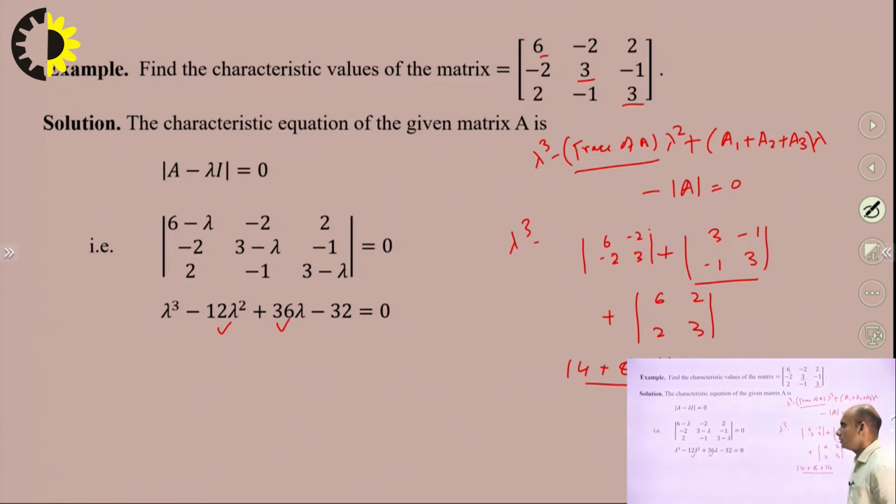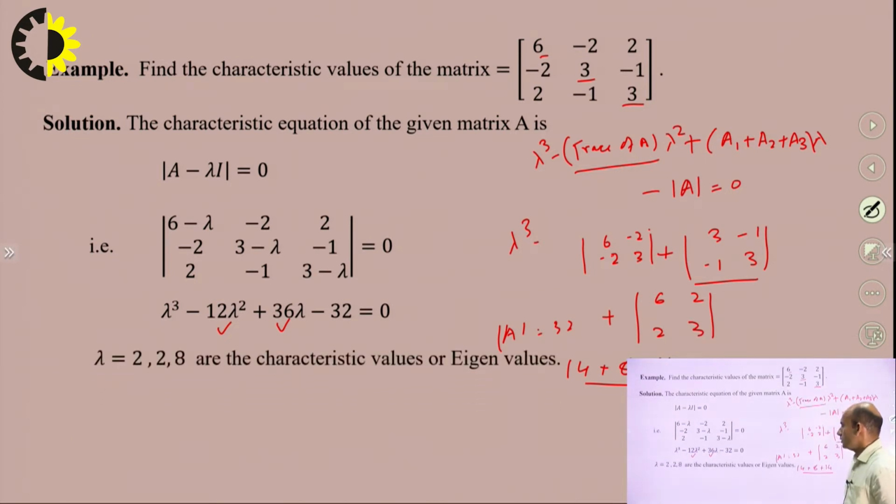So we can solve this directly with the help of this method, which is lambda cube minus trace of A lambda square, plus the sum of minors corresponding to the principal diagonal lambda, minus determinant of A, which is 32 actually. Here in this example the determinant is 32. So on solving this equation we get the values 2, 2 and 8, and these are the characteristic values or eigenvalues.